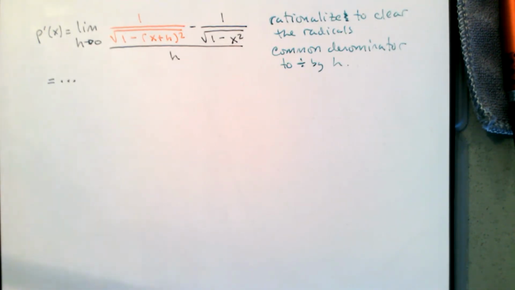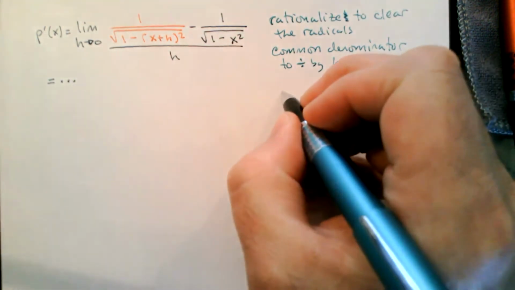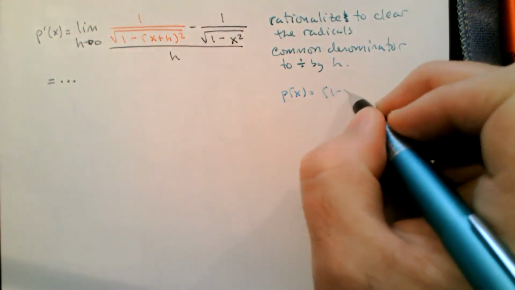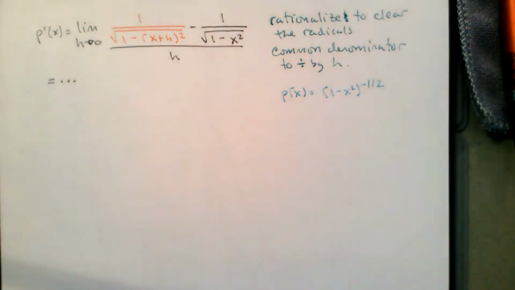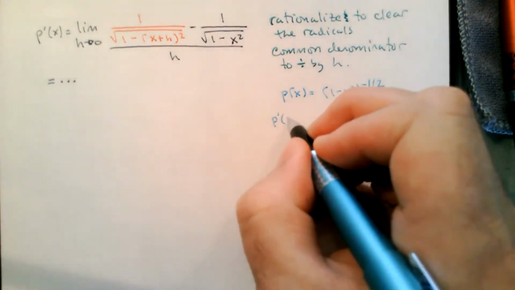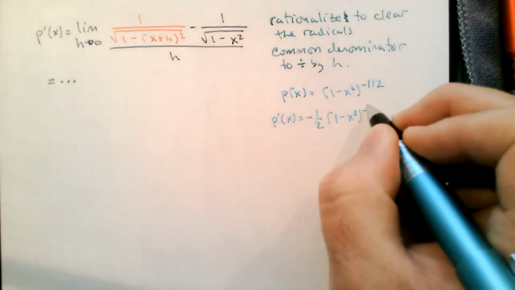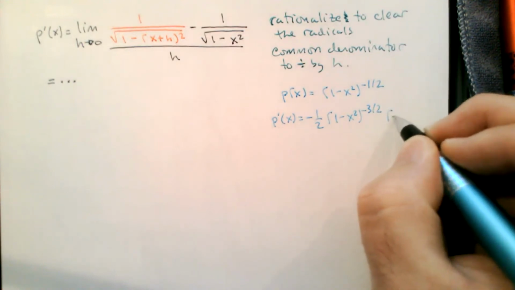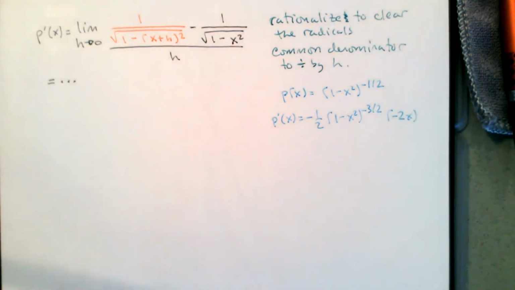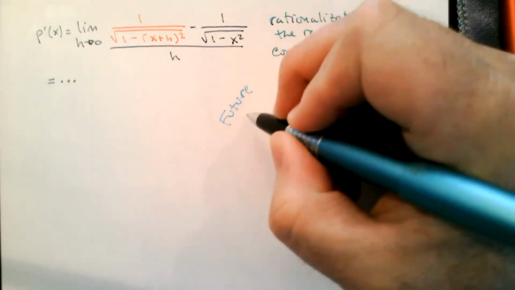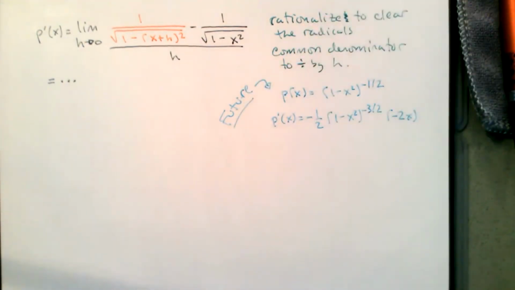If you have algebra, if you have future techniques, we can view p of x as 1 minus x squared to the negative 1/2. And so p prime of x, we can write as negative 1/2 times 1 minus x squared to the negative 3/2. But we need to multiply by negative 2x because of the chain rule. So in the future, that's how we'll find the derivative of this function.